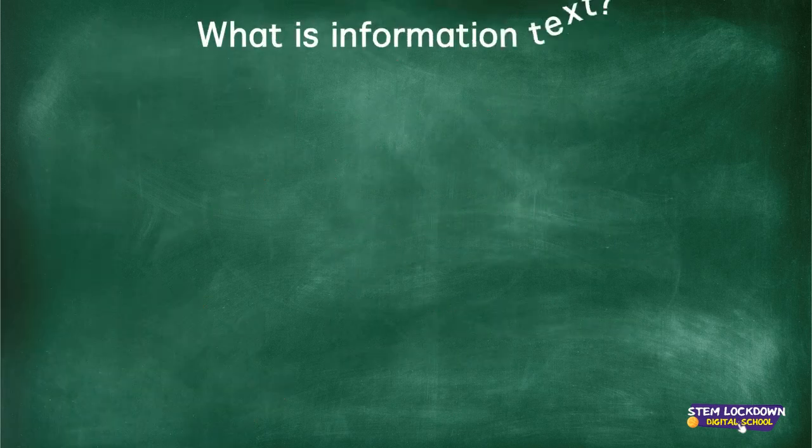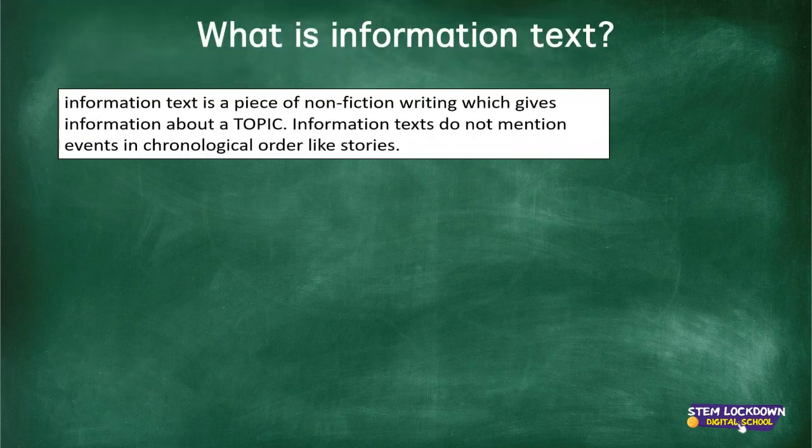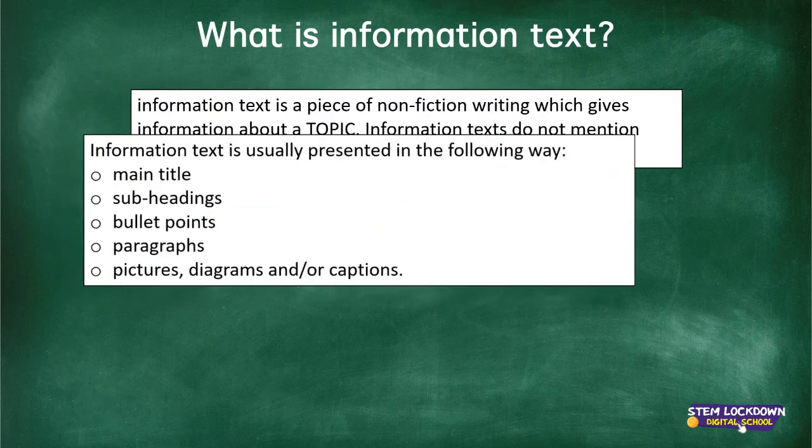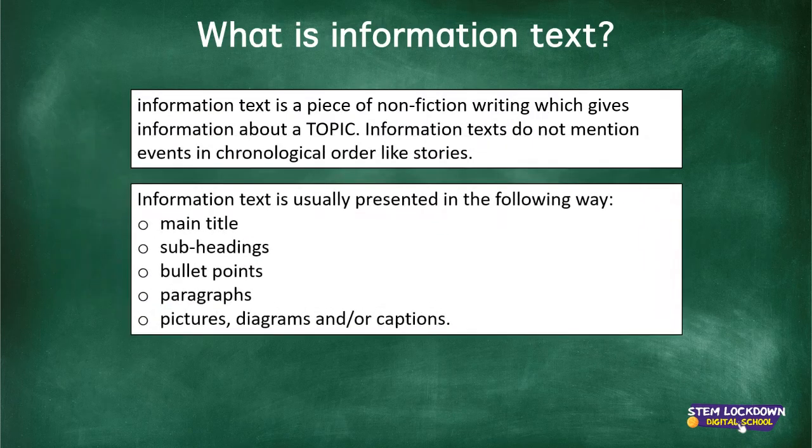Right, let's get going. So when I say that we're doing information text, what do I mean? Well, information text is a piece of non-fiction writing which gives information about a topic. Information texts do not mention events in chronological order like stories. They don't have plots. They just have information that's mentioned under headings.